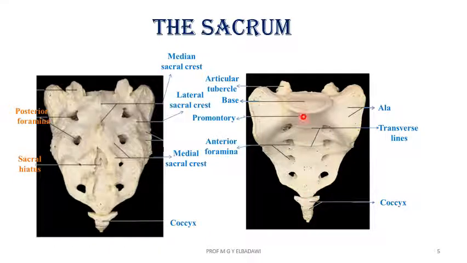In the male, the sacrum is concave from end to end, but in the female, it is straight in the upper 3 pieces and becomes concave in the lower 2 pieces only. So it is concave from end to end in the male, and straight in the upper 3 pieces and concave in the lower part of the sacrum in the female, to give space for the pelvis.